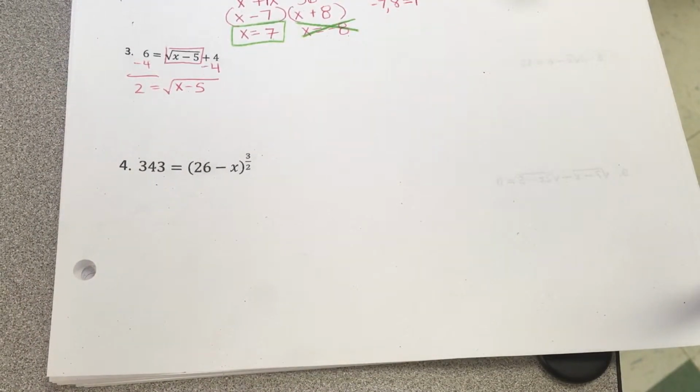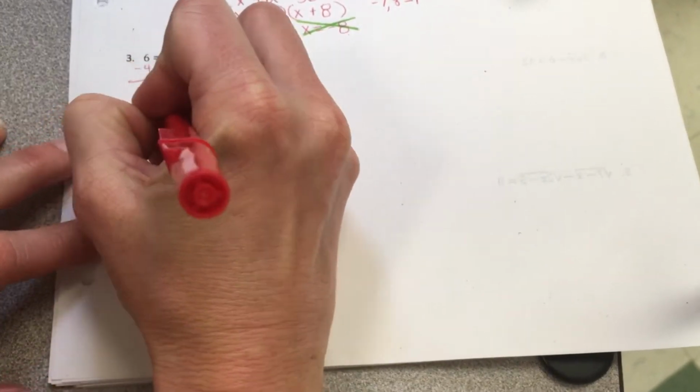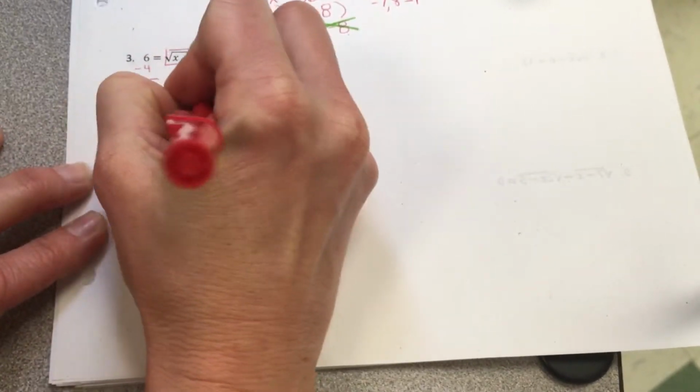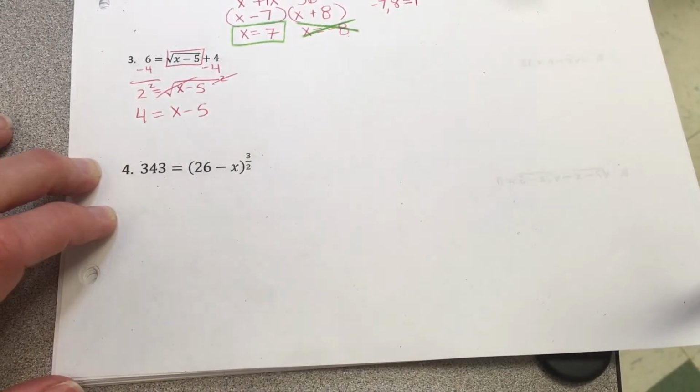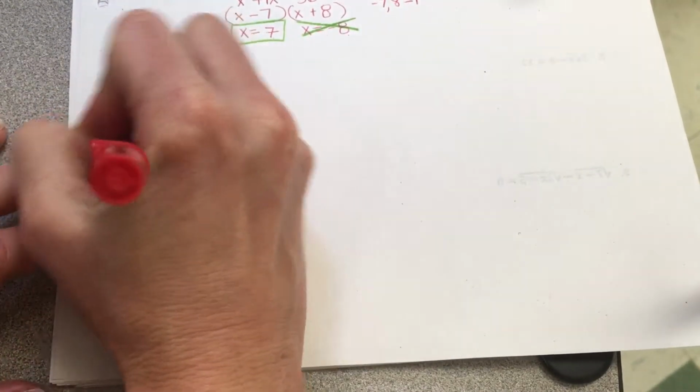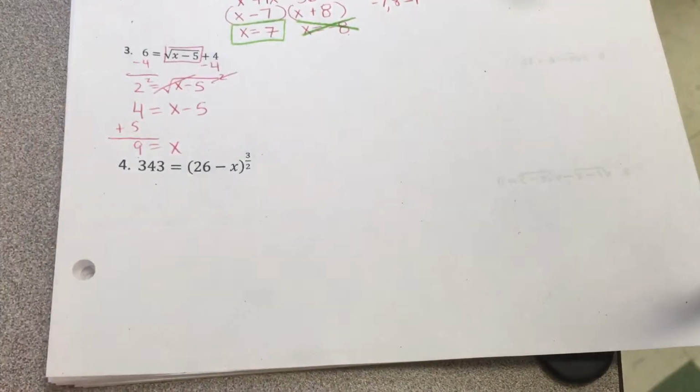Now you can square both sides, but you have to get the square root by itself first. So square both sides. The square root and the square cancel. And then what do you do last? Add the 5. Good.